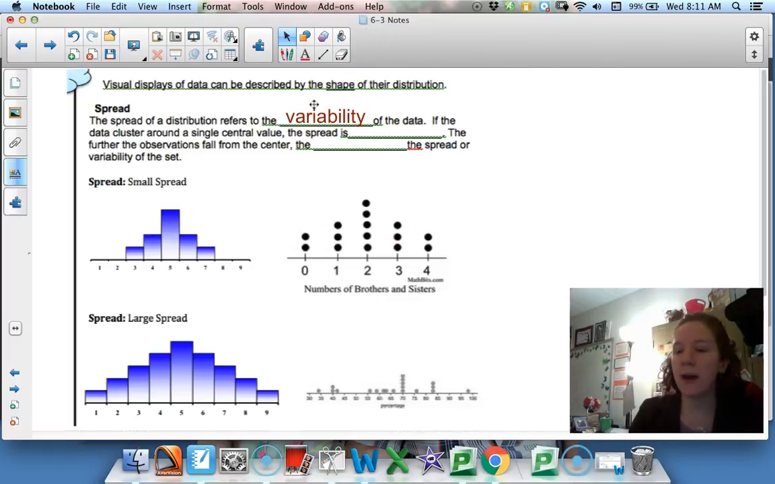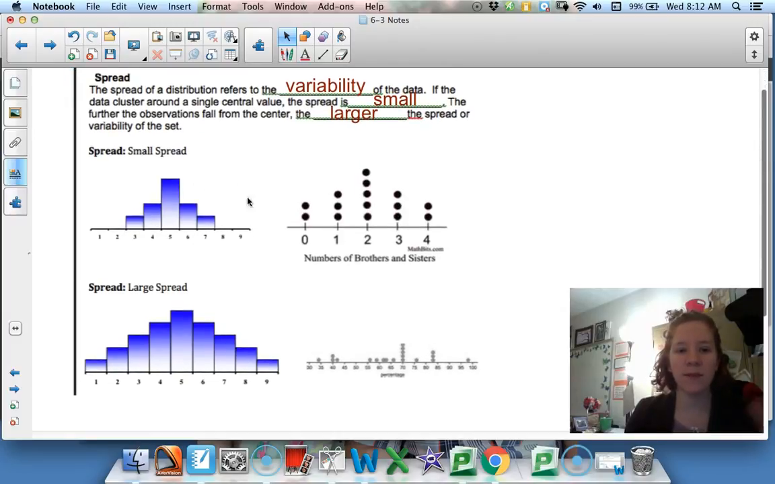So we've already talked about how to calculate measures of variability like mean absolute deviation and range. Now we're going to look at, once it's on a visual display, how we can look at those things by just seeing it. If the data cluster all around a single central value, then the spread is considered small. Numerically, this would mean you have a low range or a low mean absolute deviation. The further the observations fall from the center, the greater the spread of variability. So this would be a high mean absolute deviation or a high range or IQR.